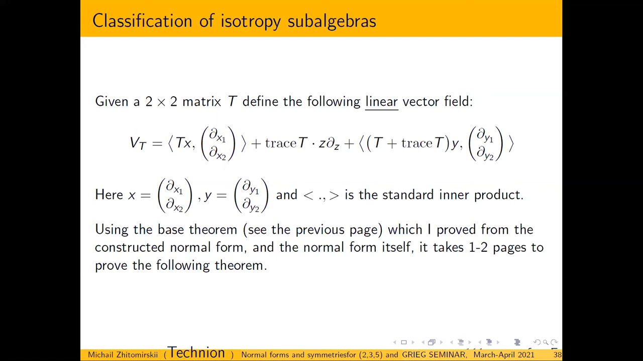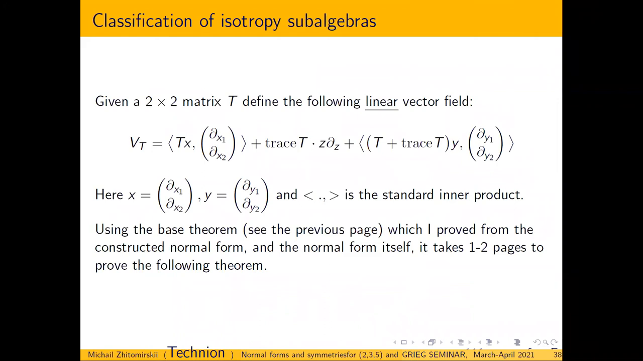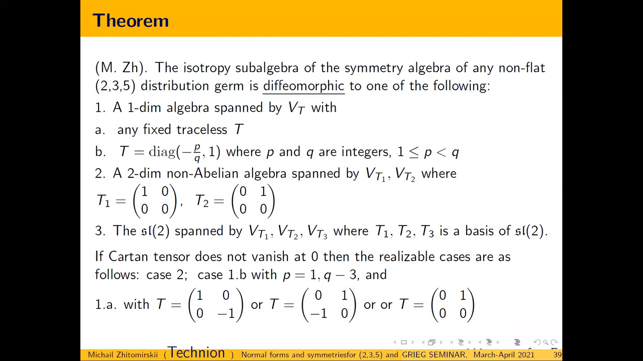And not only as abstract algebras, but also with respect to GL2 (?) isomorphisms. So the isotropic subalgebras up to a isomorphism are as follows. It can be one-dimensional, of course, and within that there are several cases. It is spanned by a single matrix T. So this matrix T is either any fixed traceless matrix, or it is a matrix of this form with integers Q and P, Q bigger than P. So this is the first possibility, the one-dimensional algebra.